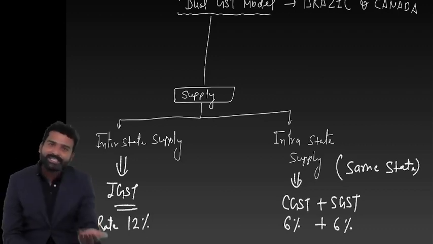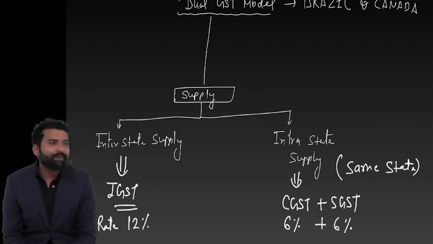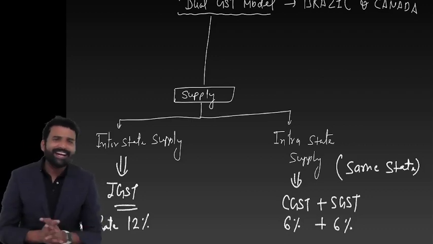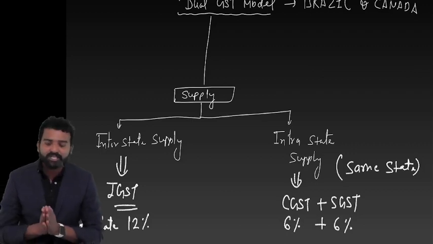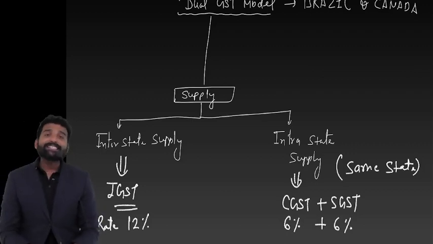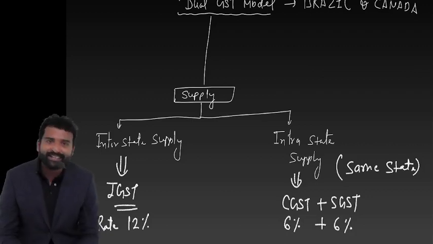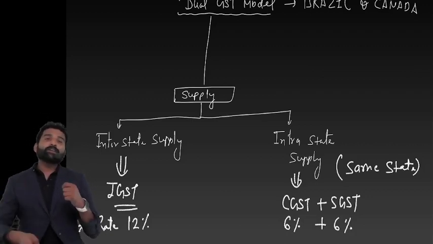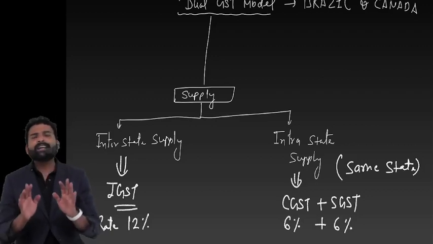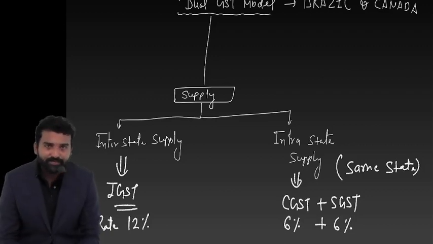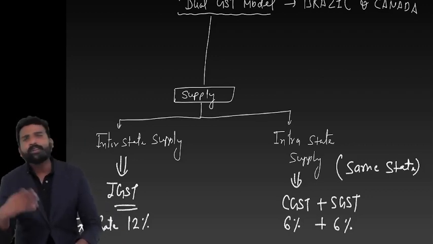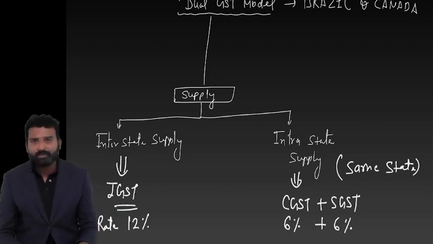Because it is a dual GST model, all the supply will be divided into two parts, inter and intra. What is interstate? I think the name suggests everything. Inter means when the transaction is between two states, or between two union territories, or between one state and one union territory. Ultimately, two different governments are involved: state government or central government, one state government or another state government, one union territory or one state government.